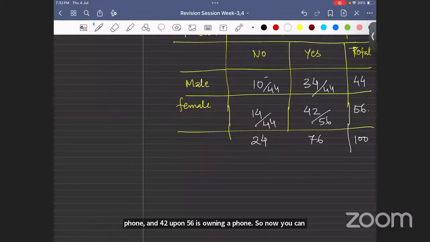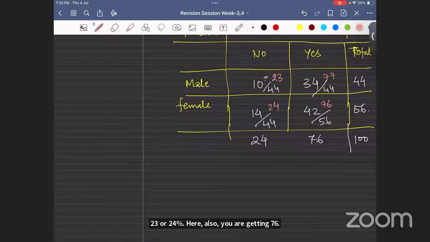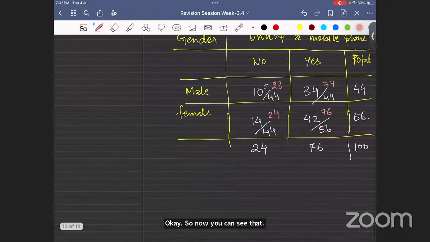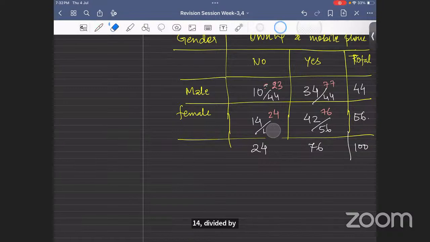For this, you are getting somewhat like 23%. Here you are getting somewhat like 77%, and here also you are getting 23 or 24%. Here also you are getting 76%. Now you can see that female no should also be out of 56, right? 14 divided by 56. Female no, 14 divided by 56 should come, right? Correct. So it should be 14 divided by 56. Now if you calculate here also, we can see that.